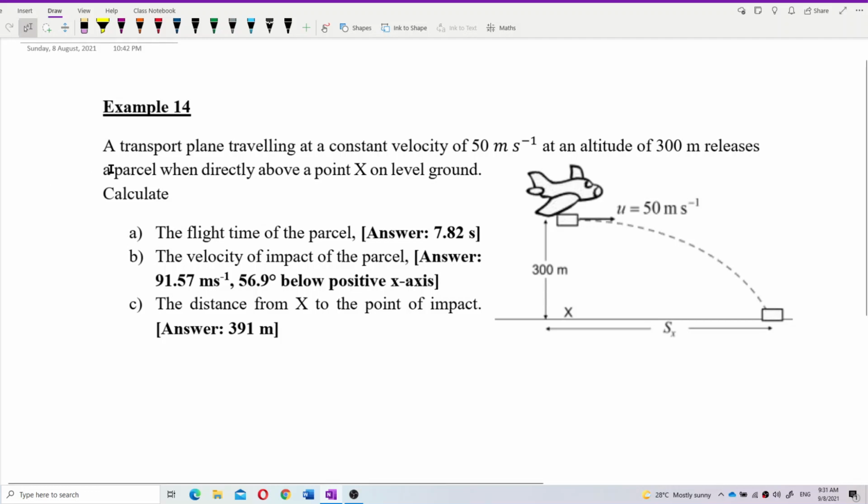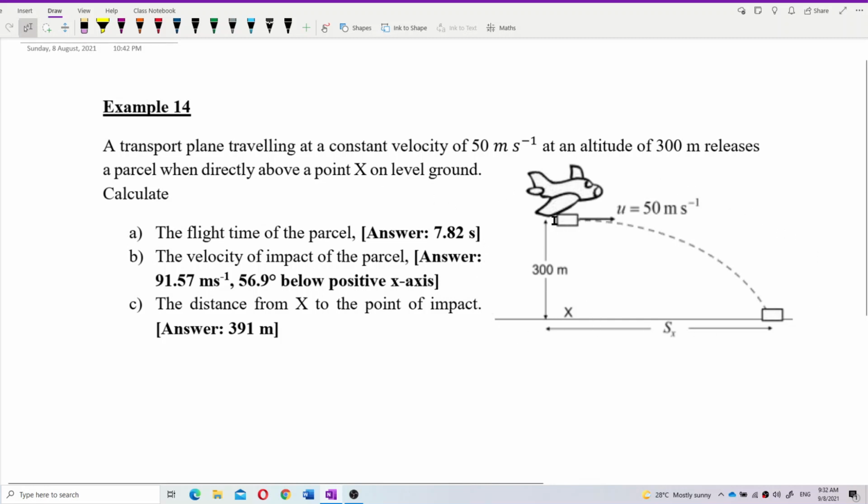Okay, a transport plane traveling at constant velocity of 50 meters per second at an altitude of 300 meters releases a parcel when directly above a point X on level ground. Calculate the flight time of the parcel. Let us just look at the question A first. Here is the picture to assist you.